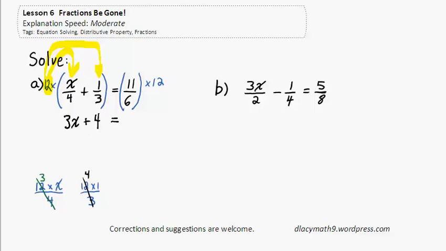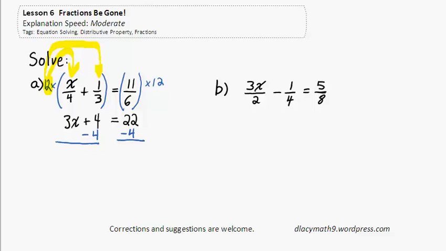On the right, it's a case of multiplying 11 over 6 times 12, but look at it simply as 12 divided by 6, which is 2, giving me 22. This equation has the same value for x as the original, but contains no fractions. Let's carry on and solve this by subtracting 4 from both sides, or adding negative 4 if you prefer to think of it that way.